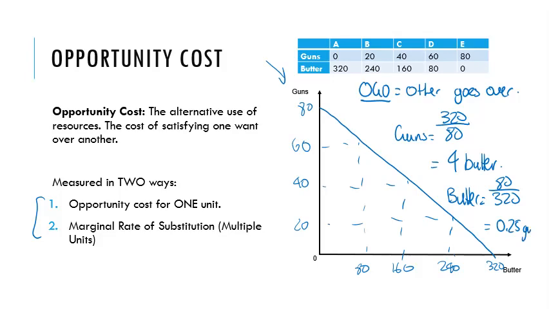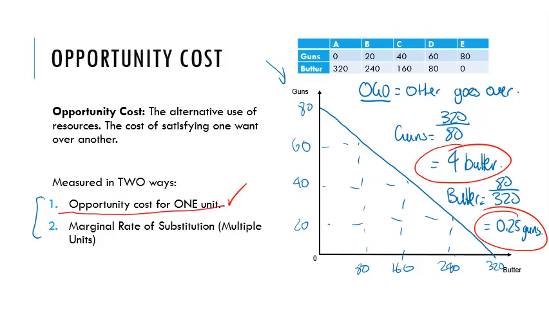0.25 guns. Okay, so the way we can explain this is for every additional gun, we will forfeit 4 pieces of butter. For every additional piece of butter, we will forfeit 0.25 units of guns. Okay, so that's for the first method, tick.